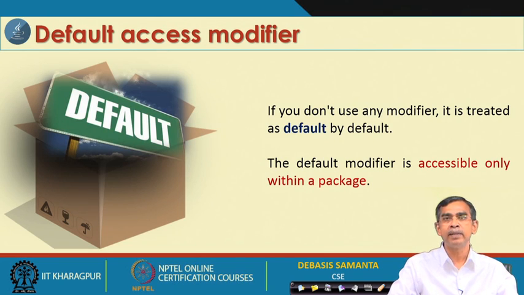So, the default means we do not have to mention any access specification explicitly before a member, that is a data member or a method. It can be without mentioning these things, and as I told you, if default is the access specifier for a member, that means it is accessible only within the same class or within the same package.